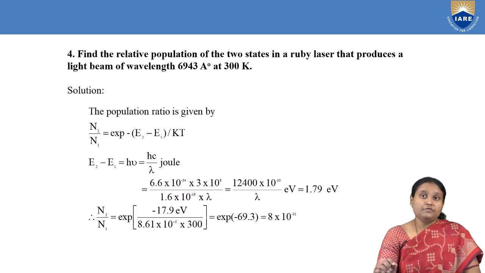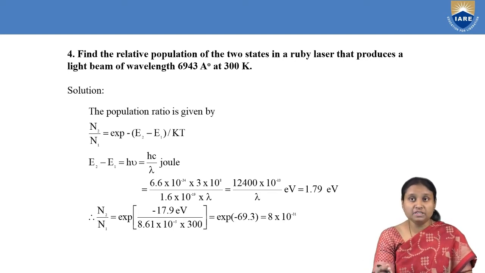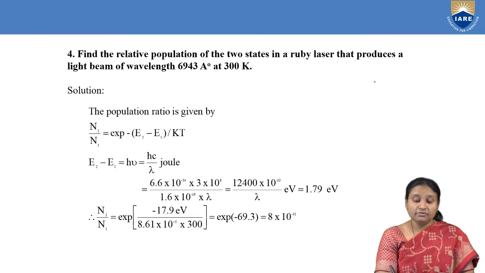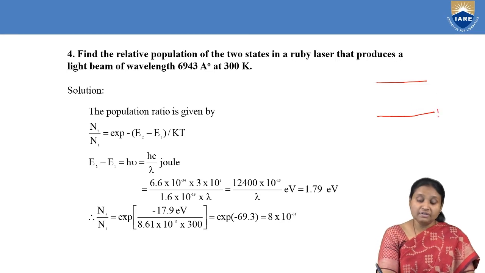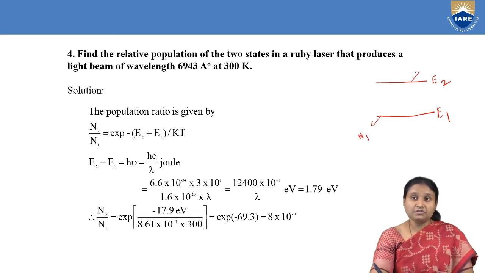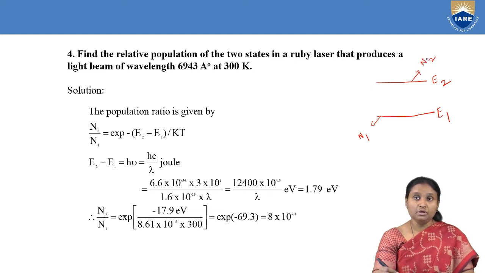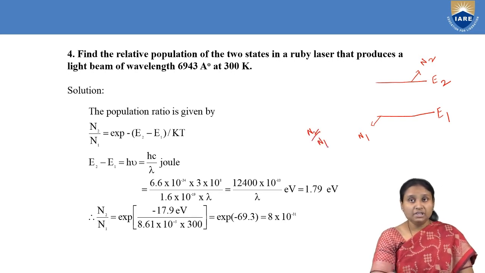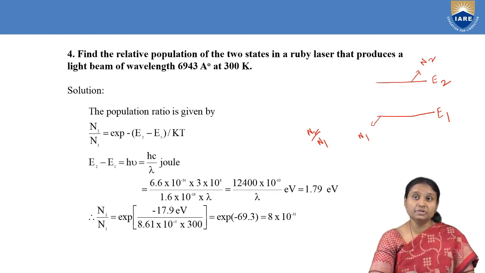Now, here in this problem, we were asked to find the relative population of two states. Here we have taken a ruby laser, and we have two active energy levels. Let us say the first is the ground state active energy level E1 and the other one is E2. We were asked to find the relative population of these two states. Let us assume the population of the ground state is N1 and the population of energy state E2 is N2. When we say relative population, we are talking about N2 by N1. The data given: the wavelength of light, which is 6943 angstroms, and also the temperature.